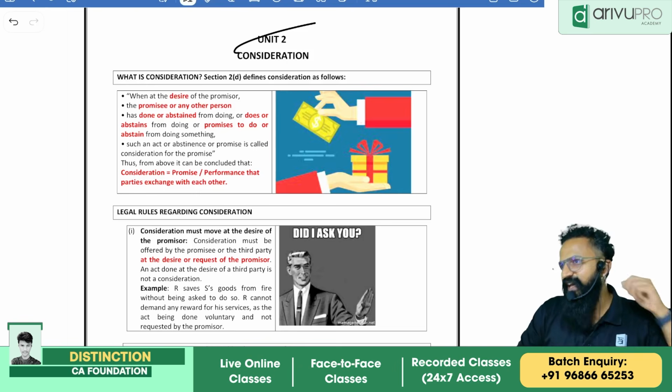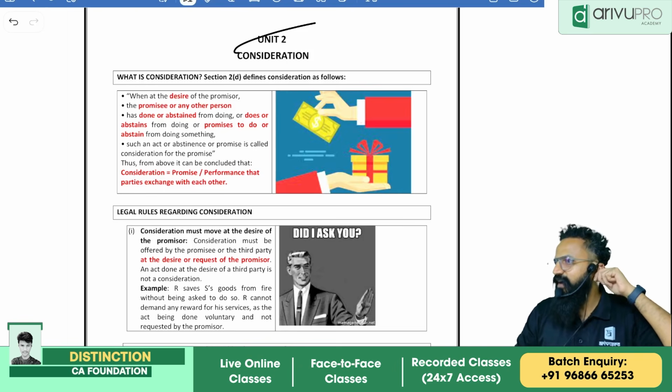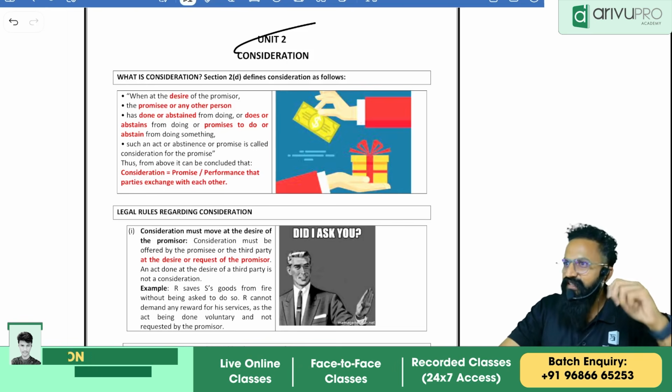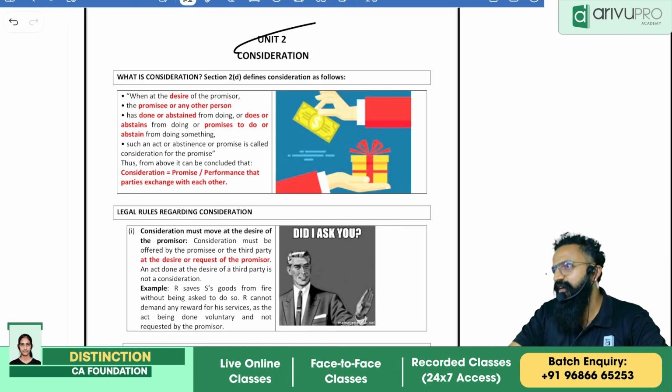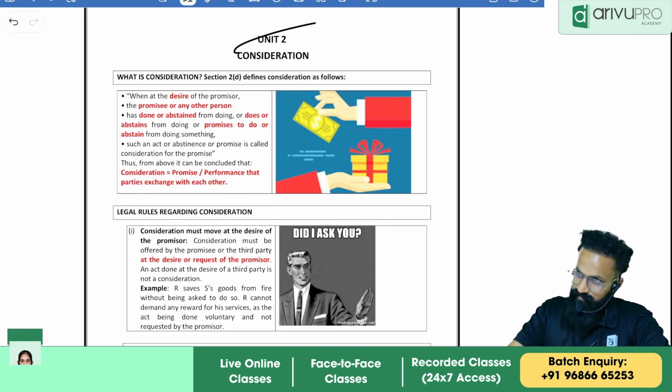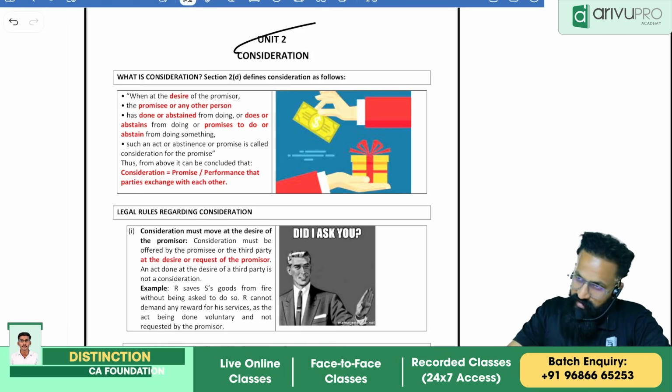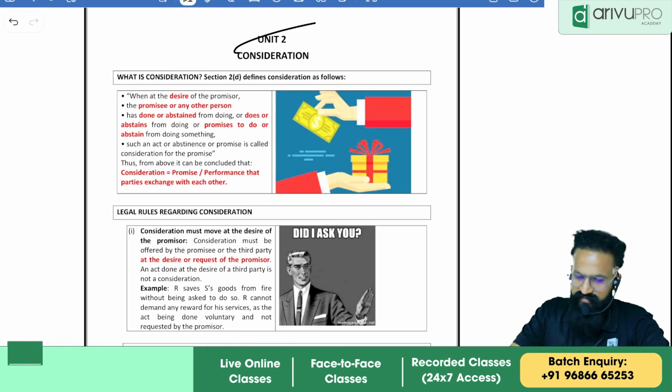When at the desire of the promisor, the promisee or any other person does or abstains from doing, or promises to do or abstain from doing, such act or abstinence is called consideration.